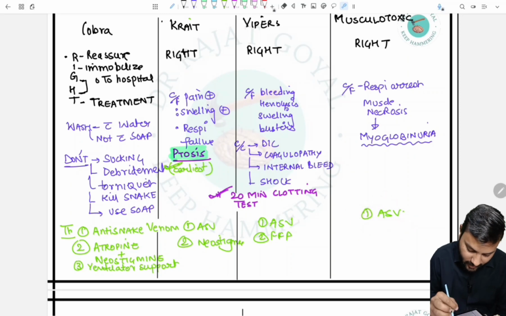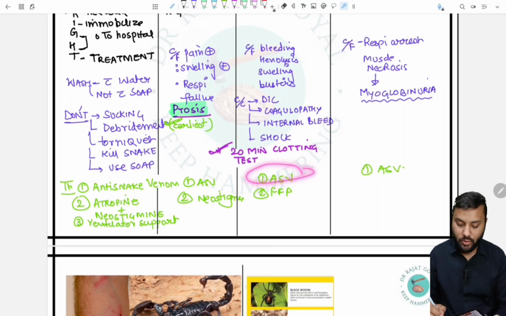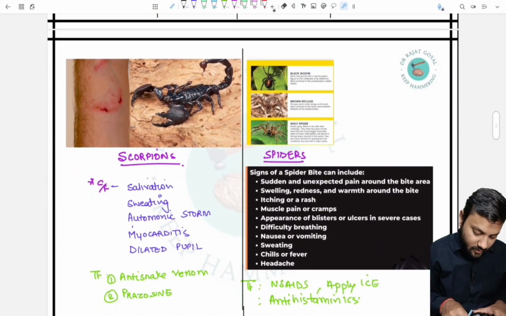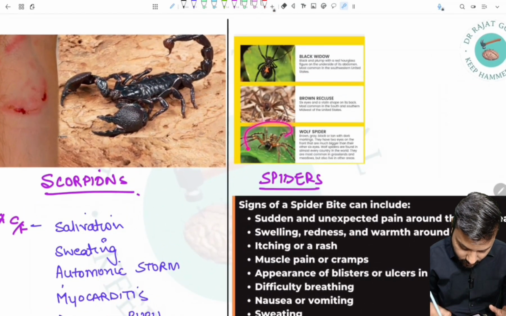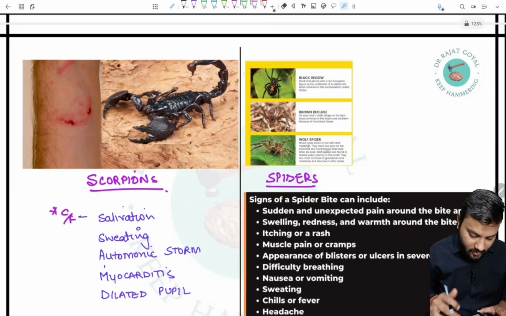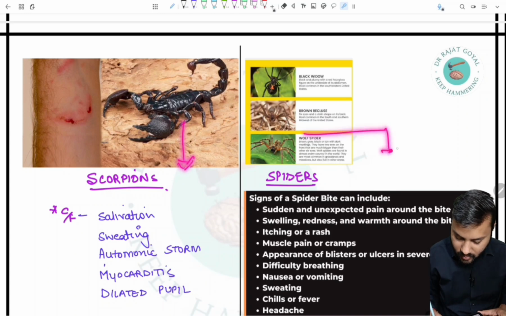In the vipers, we have to do the 20-minute clotting test to check whether there is any improvement after giving anti-snake venom or not. Now, this is the image of the scorpion, and this is the image of spiders. They both can lead to severe poisoning.